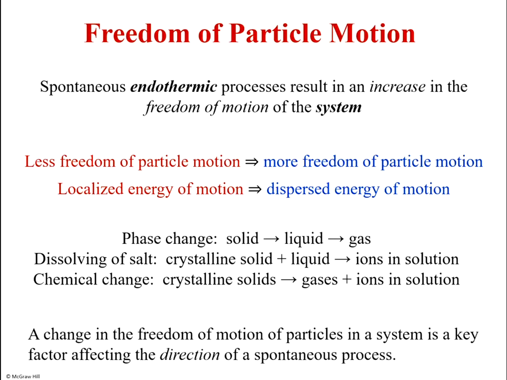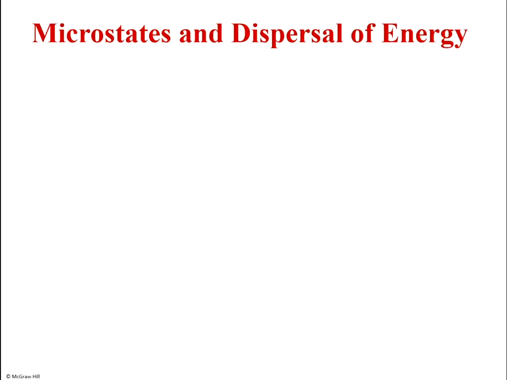A change in the freedom of motion of particles in a system turns out to be a key factor in determining the direction of a spontaneous process. It's not the only one, but it turns out to be very important. And so this leads us to the concept of microstates.